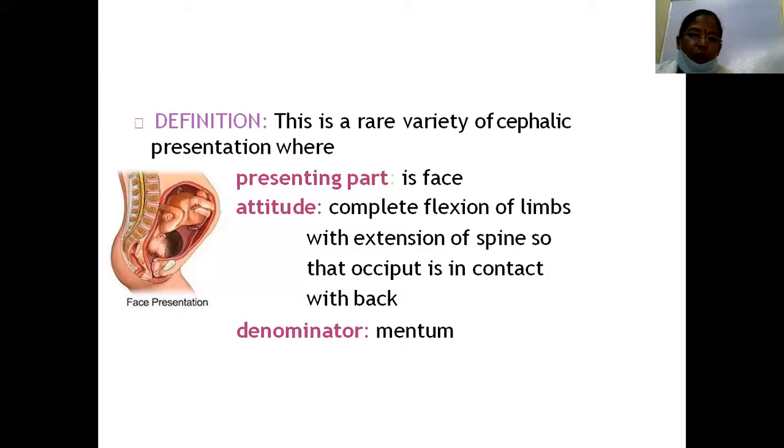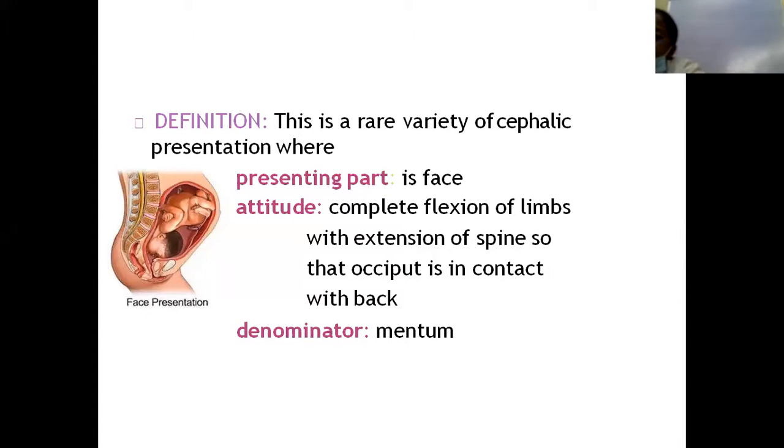So the attitude is of complete flexion of limbs, and there is an extension of the spine. The spine is completely extended like this, and the occiput is in contact with the back. So it is a variety of cephalic presentation where the presenting part is face and the other limbs are completely flexed. Only there is an extension of the head and the spine, and the occiput is in contact with the back.